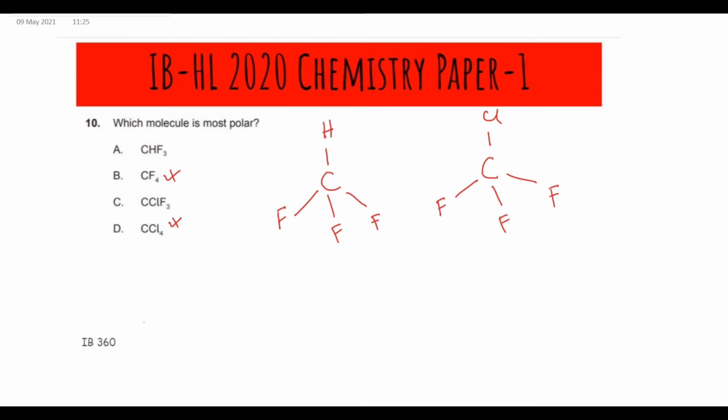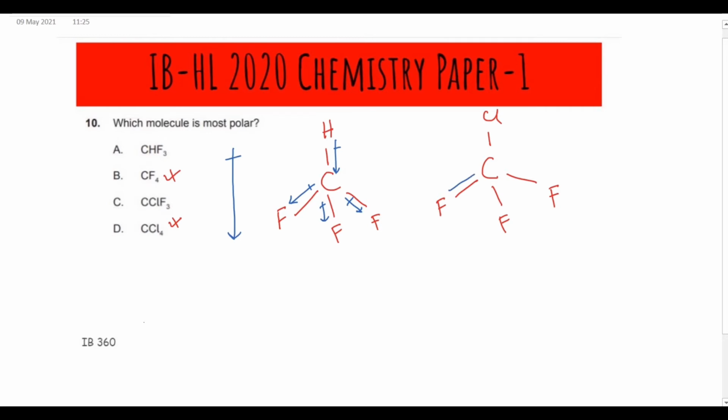Here what will happen is we need to identify the dipole moments. So obviously fluorine is more electronegative than carbon, so dipole moments would be directed in this direction, but carbon is more electronegative than hydrogen, so dipole moment would be directed in this way. So there is a complete net dipole moment in the downward side.